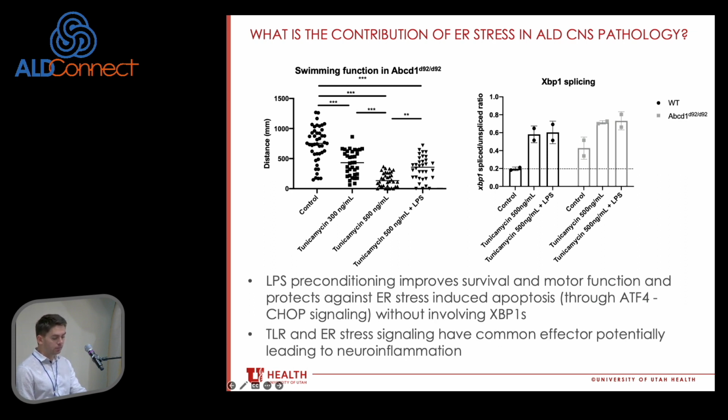And apparently it's something that has been studied in different models. The preconditioning with LPS happens to protect against apoptosis induced by the ATF4 CHOP pathway. And on the other hand, we looked at the activation of XBP1, and we can see on the right that mutants that were treated with tunicamycin and with LPS showed no difference in the XBP1 splicing. And so this is really suggesting that the TLR and ER stress signaling have a common effector, and they could potentially be involved in the neuroinflammation.